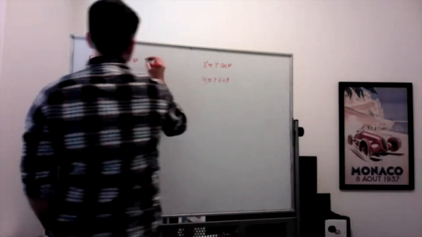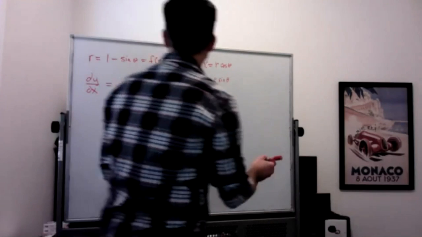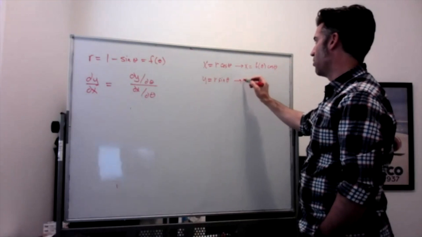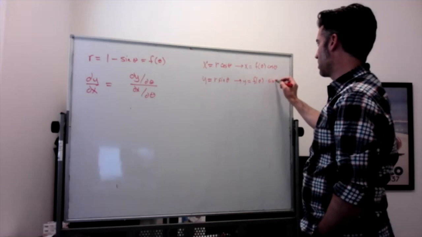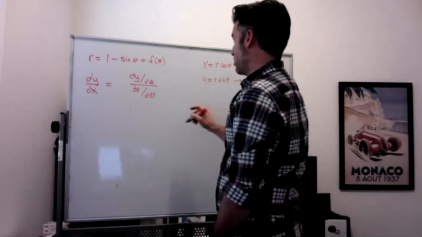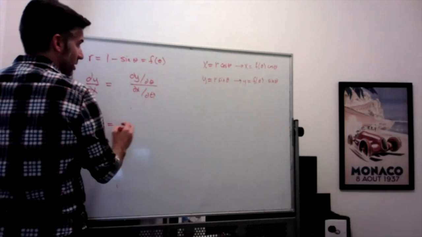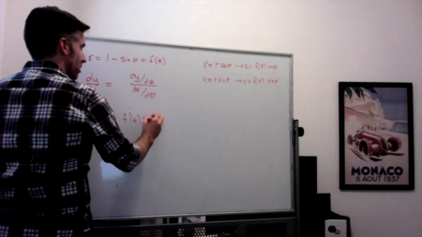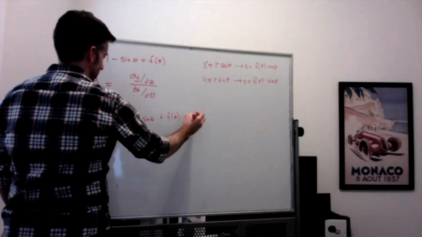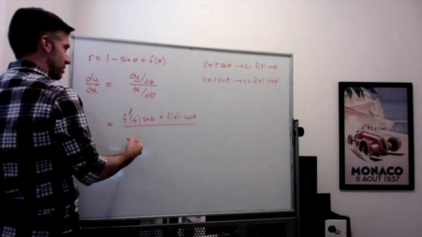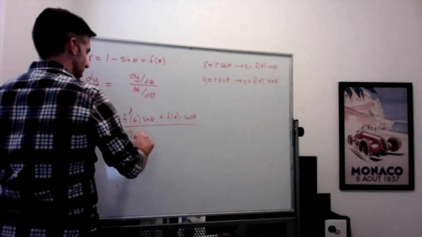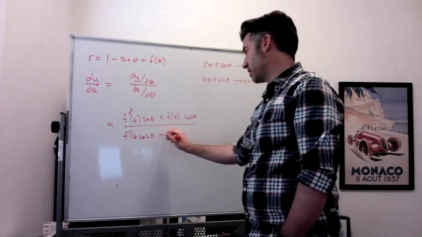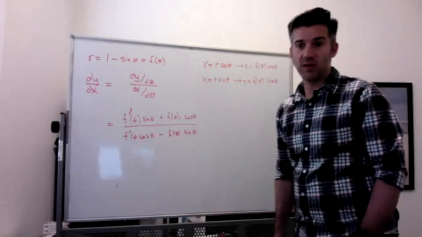So typically what people do is they say, okay, this is like our f of theta. So what we're going to do is we're going to say that x is really equal to f of theta times cosine theta. And y is equal to your function of theta times sine theta. It's going to get a little bit messy. So dy dx is going to be dy d theta over dx d theta. The derivative of y, we have to use the product rule. It's going to be f prime of theta times sine theta plus f of theta times the derivative of sine, which is cosine. And dx d theta is going to be f prime of theta times cosine theta, and then f of theta times the derivative of cosine, which is negative sine theta. So that's how we're going to find dy dx.